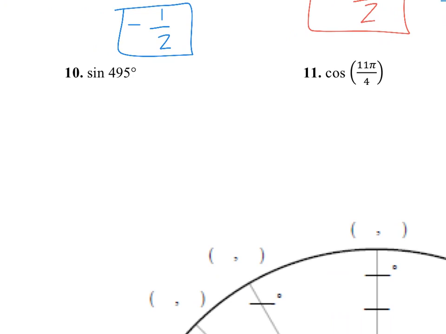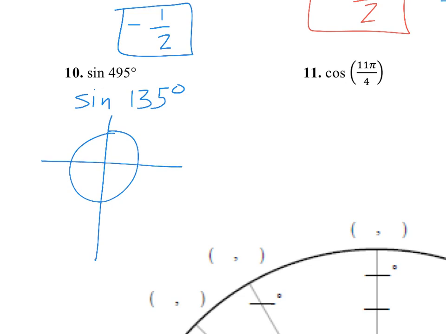Alright, for number 10, if I don't want to make more than one lap around the circle, I can subtract 360. So we'll get that 135 is coterminal to 495. 135 is halfway between 90 and 180. The y coordinate there is rad 2 over 2, and it's positive.